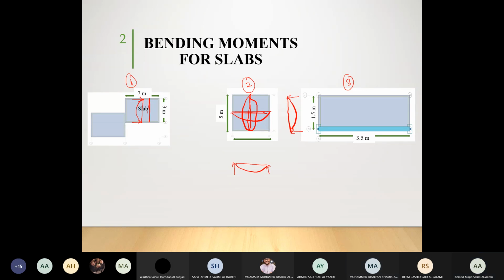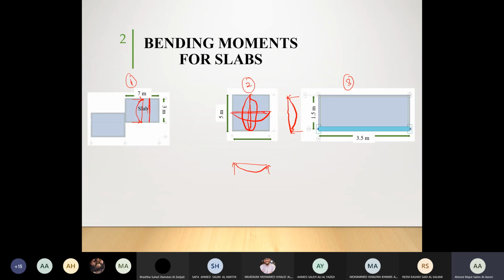Okay, thank you. Third scenario. Two-way slab. Actually, in this question the students were asked to draw the bending moment and then find the coefficients. I'll explain what the meaning of coefficient is after drawing this. So what about case number 3? Or let us go before the coefficient, before drawing for case number 3.